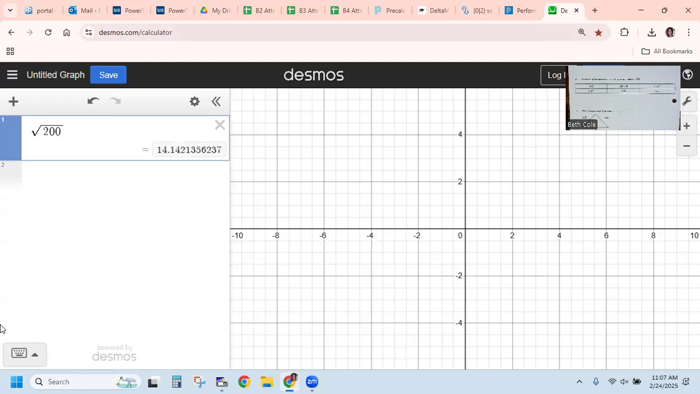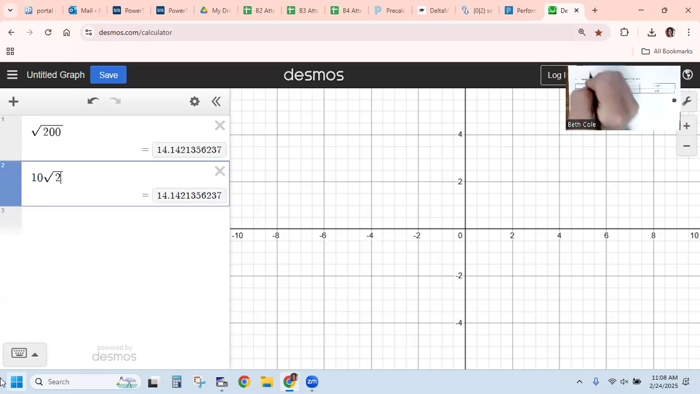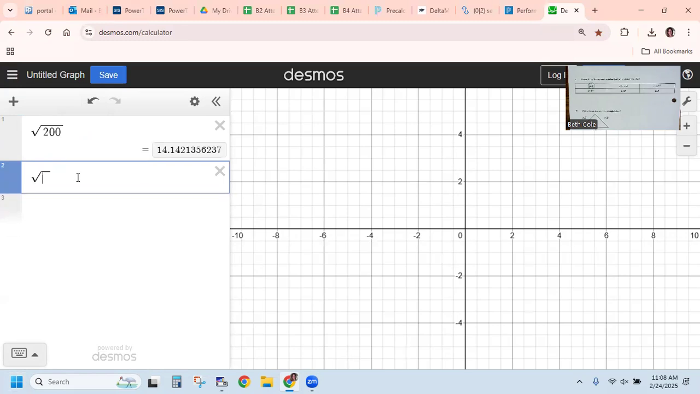It's like brain optional. Square root of 200. Do you see how it's 14.14? All right. What's the first choice? 10 square root 2. Does that match? Circle it. All right, the next one is square root 20 times square root of 10. Does that match? Circle it.